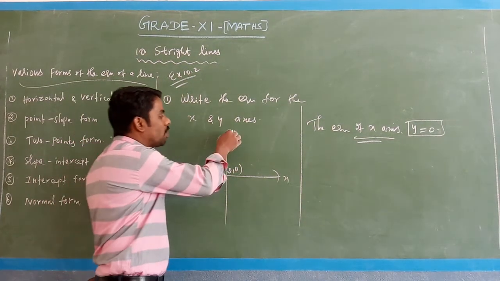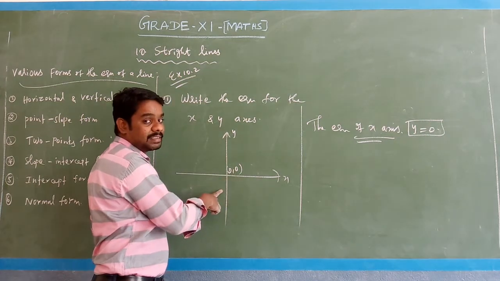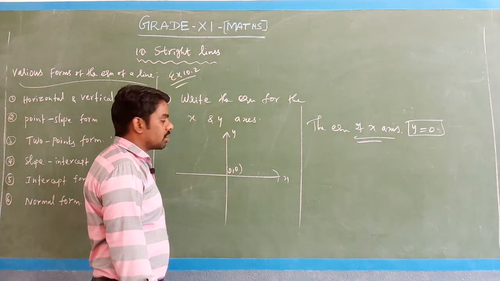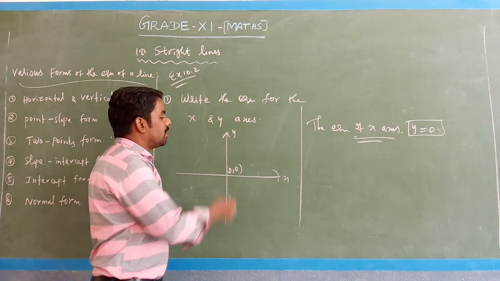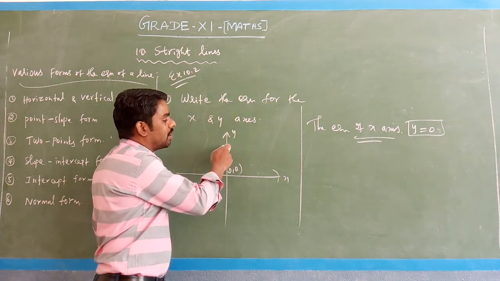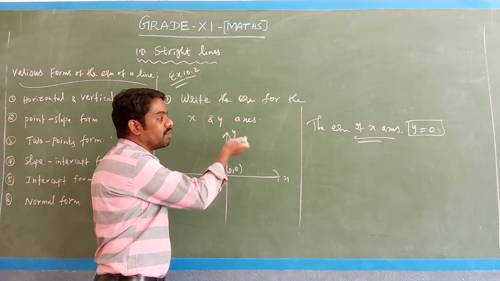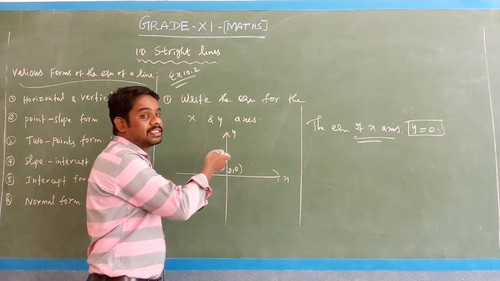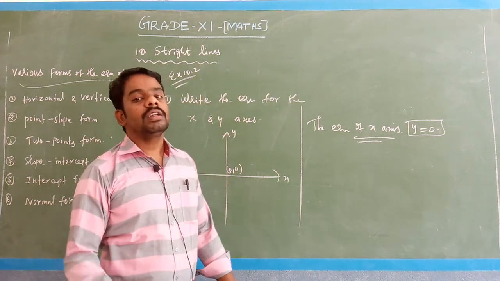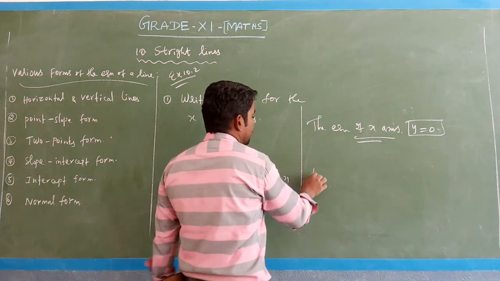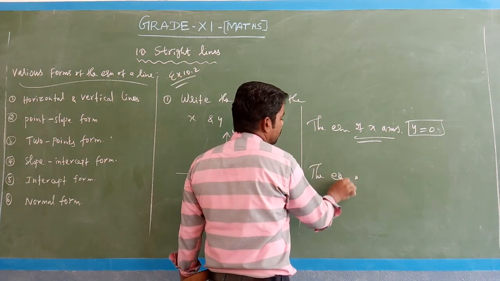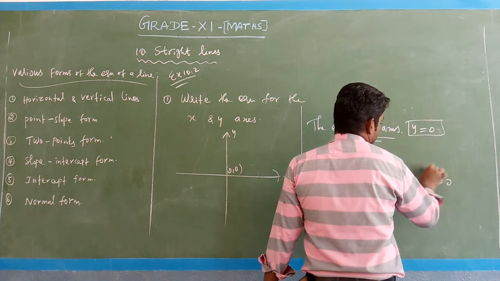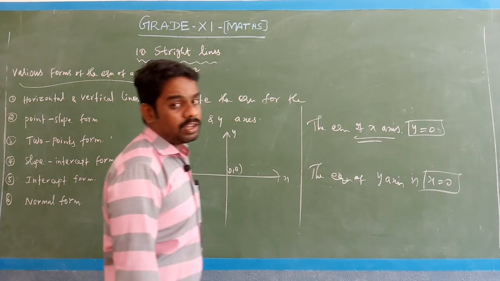Next, the y axis is perpendicular to the x axis and passes through 0 comma 0. Any point on the y axis is 0 comma any y value. That is, the value of x on the y axis is 0. Therefore the equation of the y axis is x equal to 0.